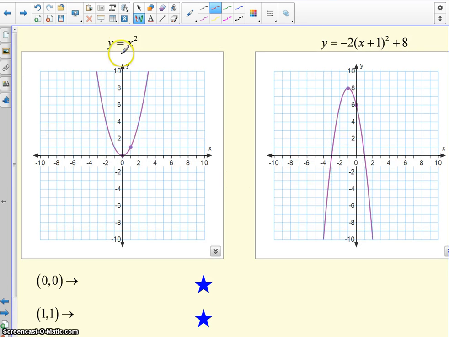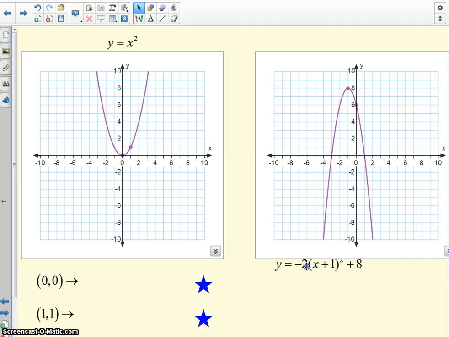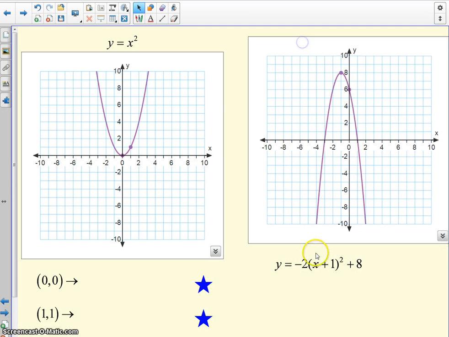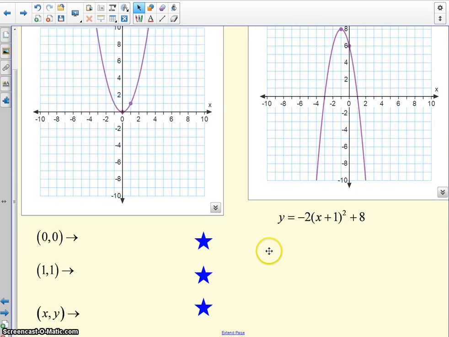So what I want you to do first is take the equation y equals negative 2 bracket x plus 1 squared plus 8, and start by listing the transformations. Take a minute and list the transformations next to the stars here in your notes, and push play when you're ready to go through the answers.